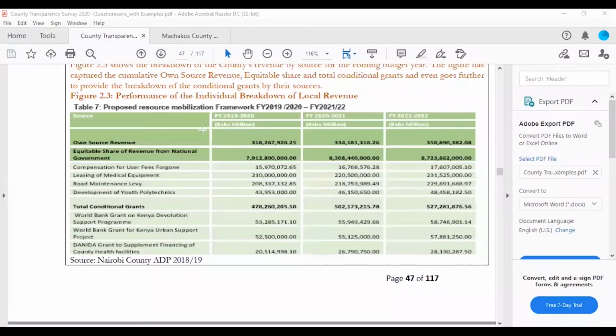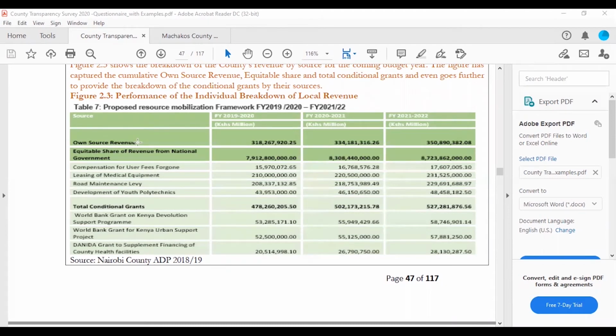So this is how it should look. And you can see this is the Nairobi County Annual Development Plan 2018-2019. As you can see, we have gone through the entire one for Machakos, but they have not shown us a breakdown of the resource mobilization framework. And it should have, like, on-source revenue.